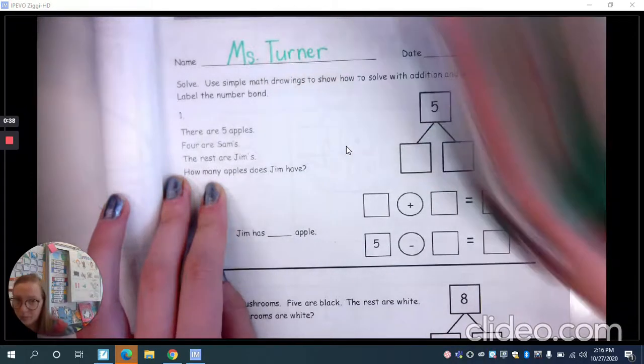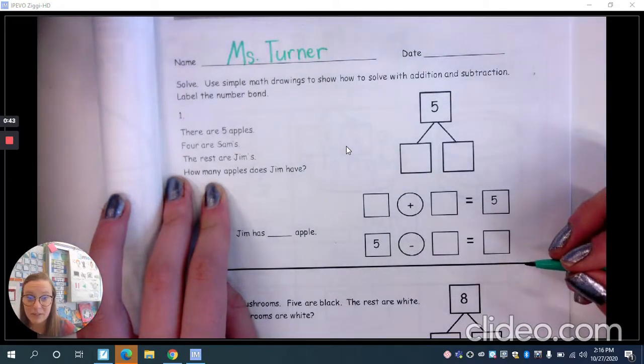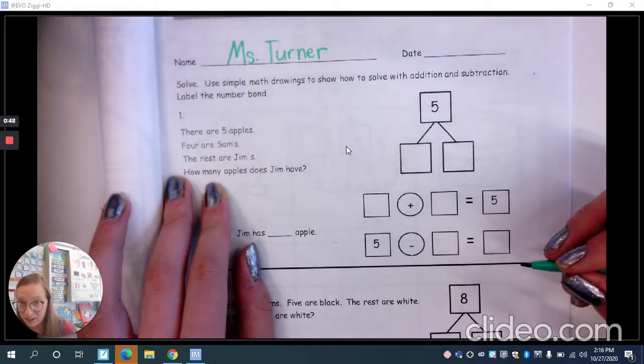You will write your name. Now get ready to do the first problem with me. We are going to use math drawings to solve our addition and subtraction sentences.